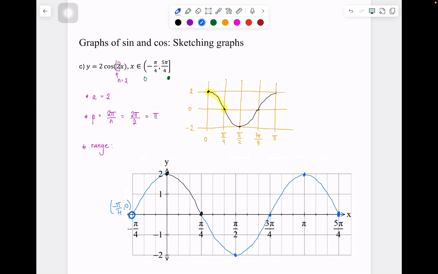Endpoints first. Let's do our endpoints first. Then our x-intercepts, pi on 4, 3 pi on 4, and our y-intercept, which is 0, 2.